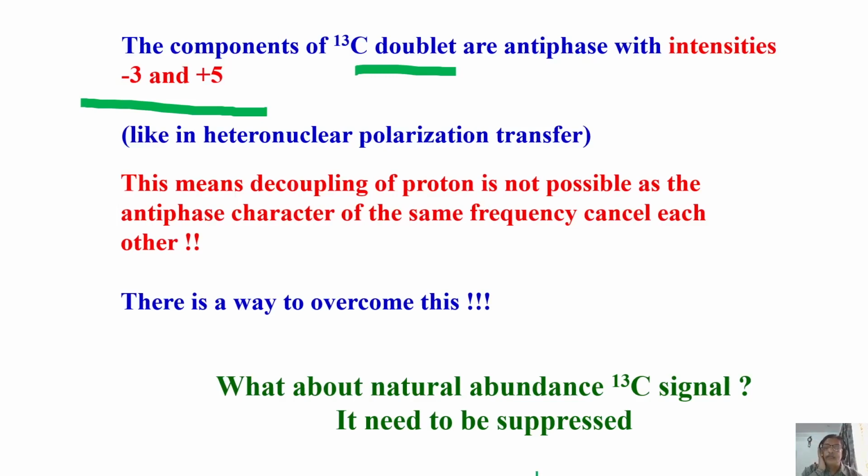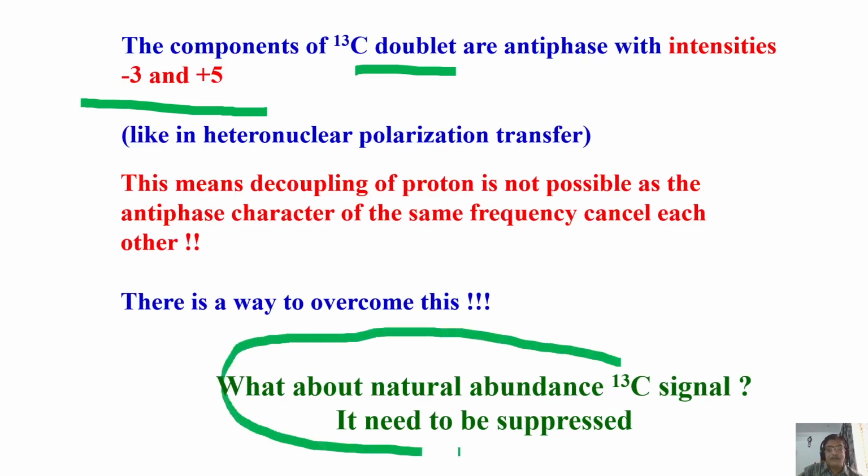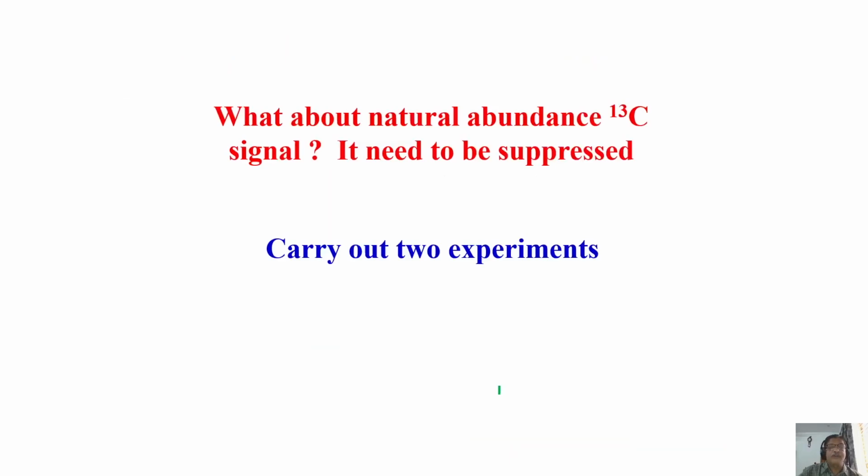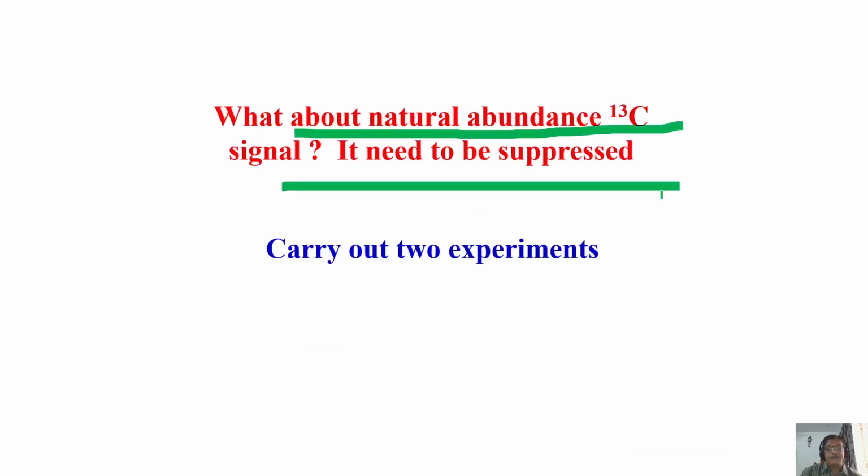In addition to this type of polarization transfer, there is also natural abundance carbon-13 signal. When you are detecting carbon, you are not only detecting the gain from polarization transfer, there is also natural abundance carbon signal. We have to suppress that. So how do you suppress that? We can carry out two experiments for suppression.